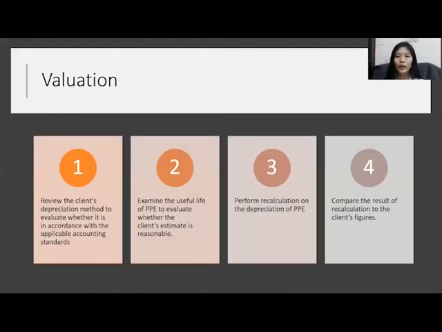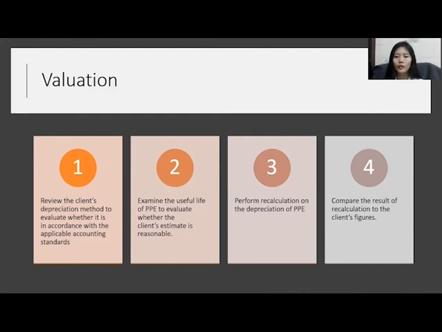Valuation. In the audit of PPE, we test the valuation assertion to ensure that the PPE balances are mathematically correct and proper valuation method has been made. The valuation assertion usually relates to the depreciation of PPE. Hence, we usually perform the test of PPE depreciation in this section. Test of depreciation in the audit of PPE.